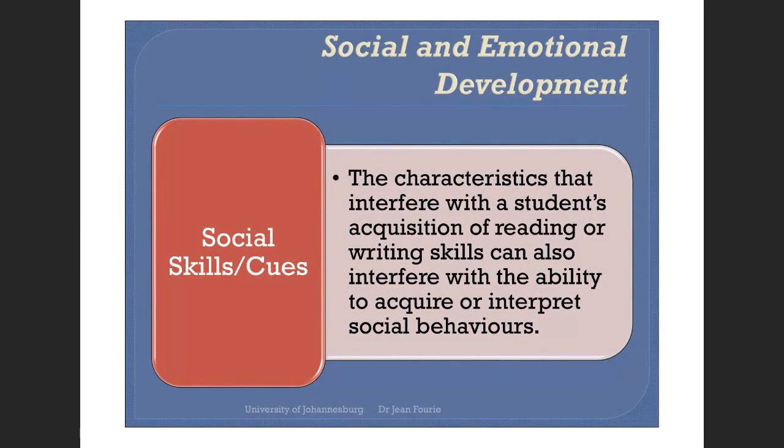So we will often find that these are the children who might become bullies on the playground, might be very disruptive in classrooms because they're doing things to distract from the fact that they cannot do the schoolwork. So often these are secondary difficulties that are displayed because the learner is having an underlying learning difficulty.